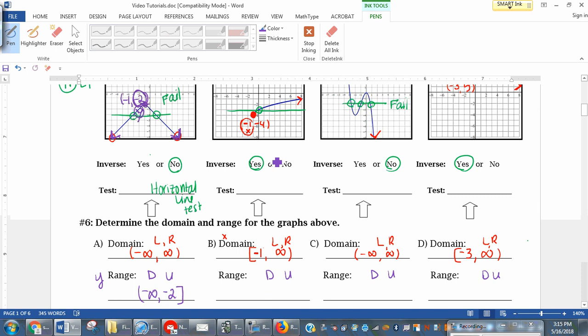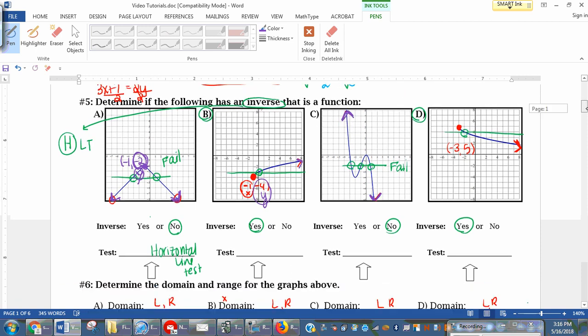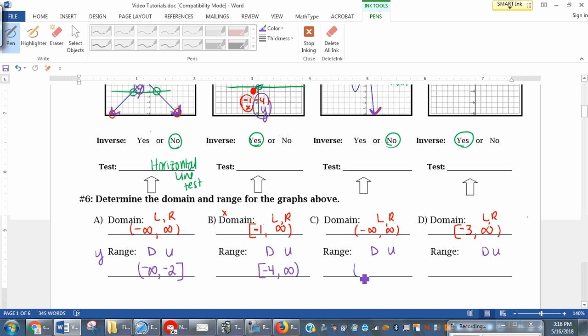Okay, down and up for graph B. Well, it won't go down forever, but remember, we're using the range, so the -4. We're saying from -4, that's as far down as it'll go, and then my arrow points up, so up, positive infinity. The nice thing about graph C is I have a down arrow, and I have an up arrow. So if it goes down and up forever, we just say negative infinity to positive infinity.